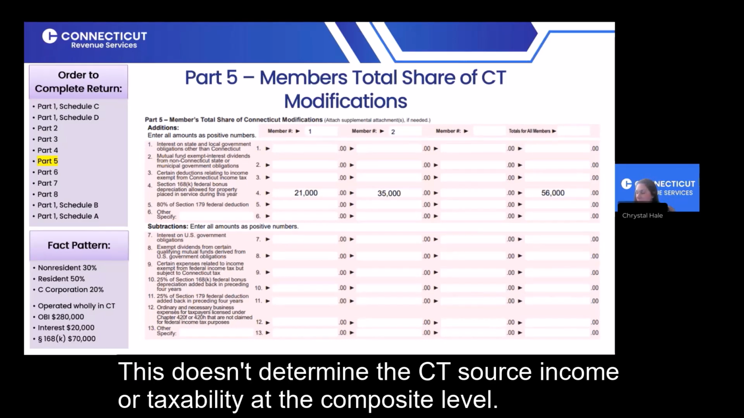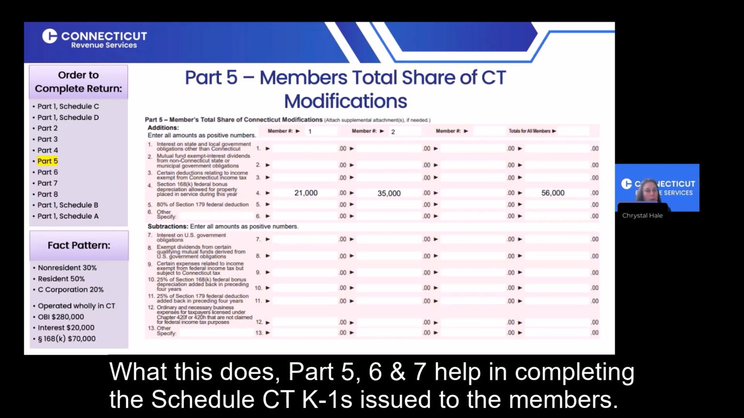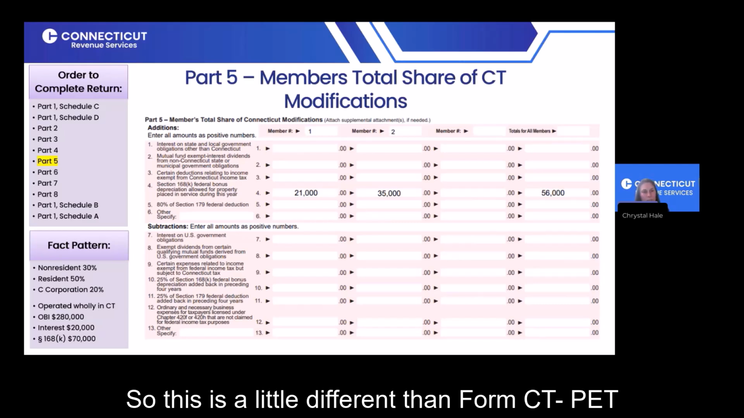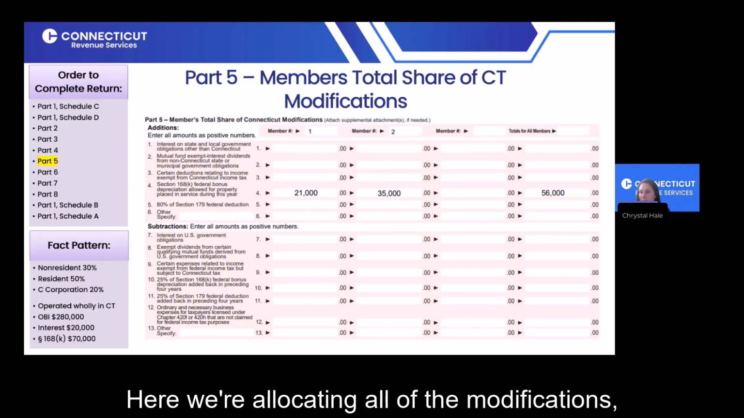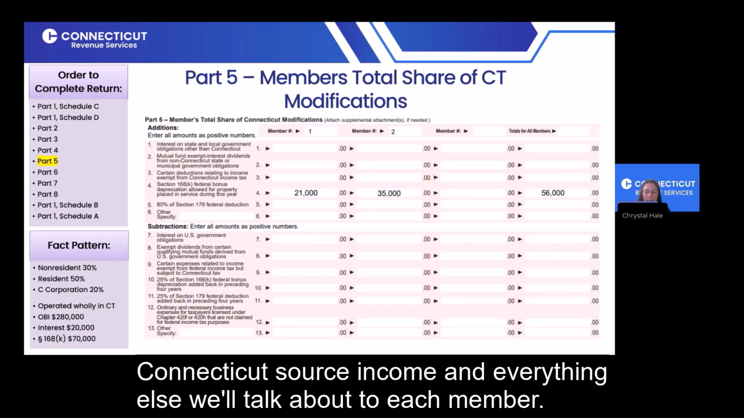This doesn't determine the Connecticut source income or taxability at the composite level. What Parts 5, 6, and 7 do is help in completing the Schedule CTK1s issued to the members. So this is a little different than the Form CTPET, where we took all of the operating income and determined a tax off of that. Here we're allocating all of the modifications, Connecticut source income, and everything else we'll talk about to each member.